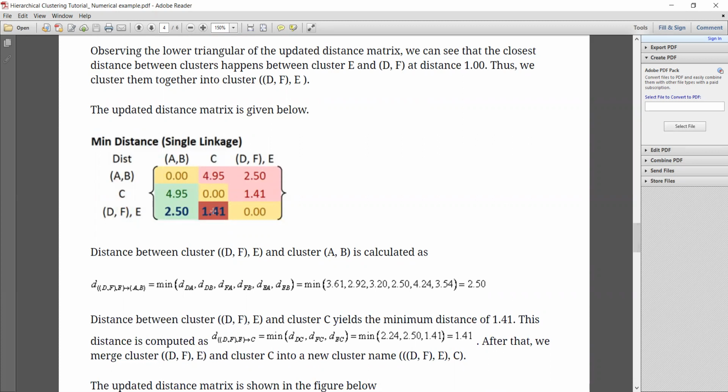So now you can merge which 2 clusters together in this iteration: D, F, E, and C together, because they have the minimum distance among all these distance values, right? So we can merge DFE with the C.